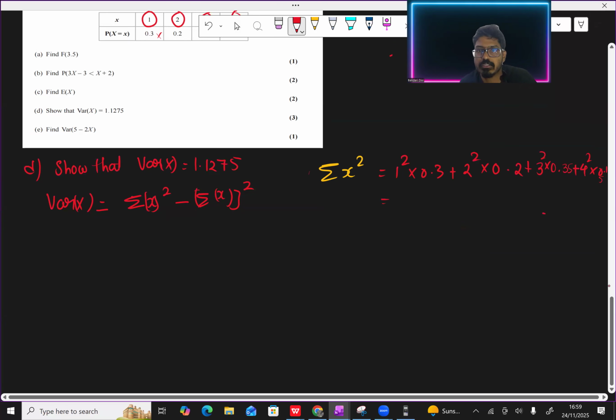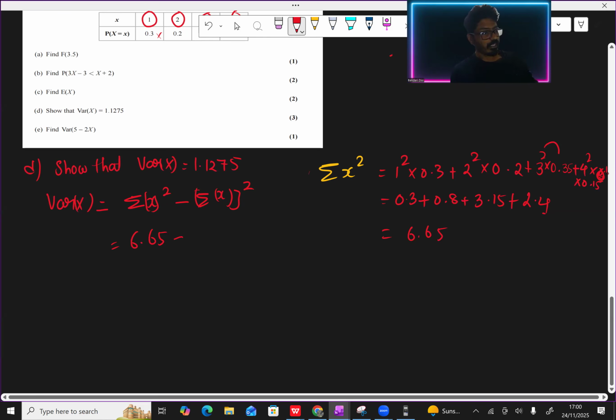Okay, all right. So upon calculation, 1 square into 0.3 will be 0.3, plus 2 square is 4, so 4 multiplied with 0.2 will be 0.8, plus 3 square is 9, so 9 multiplied with 0.35 would be 3.15. I have already calculated that. 4 square is 16, so 16 multiplied with 0.15 will be 2.4. So upon adding this, we will get 6.65. So 6.65 will be our answer for E of x square.